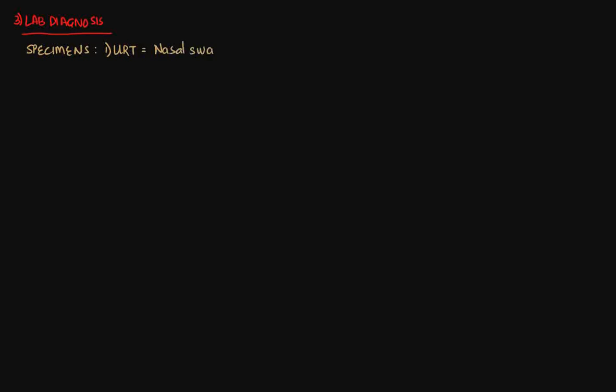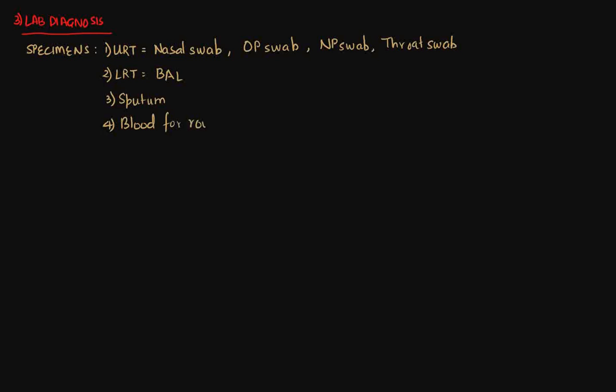Now coming to lab diagnosis, the specimens taken include the upper respiratory tract specimens, which can be a nasal swab, oropharyngeal swab, nasopharyngeal swab, or a throat swab. Specimens from the lower respiratory tract include bronchoalveolar lavage, and respiratory secretion, that is sputum, can also be taken. Finally, blood is taken for routine investigations. While collecting the swabs, it is advised to not use calcium alginate swabs or swabs with a wooden shaft, as that can inactivate the virus and inhibit the PCR.